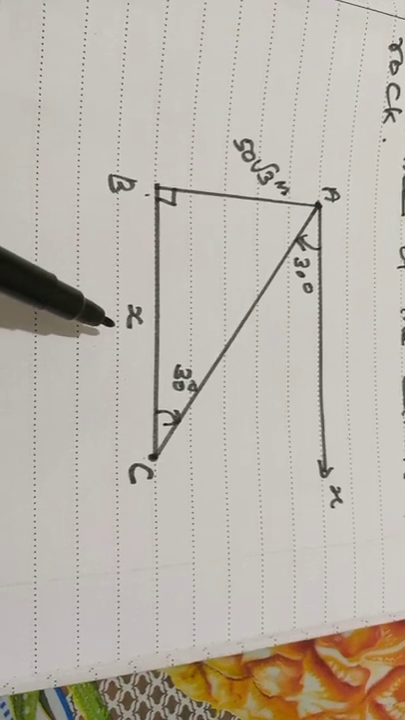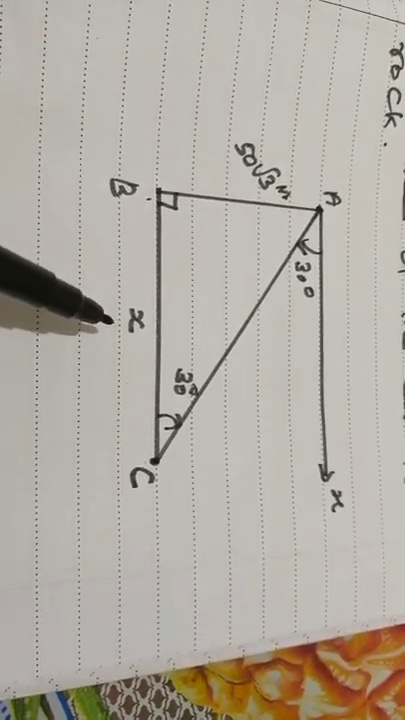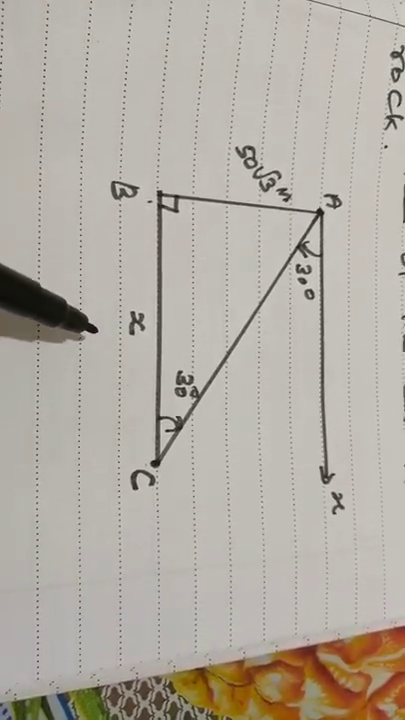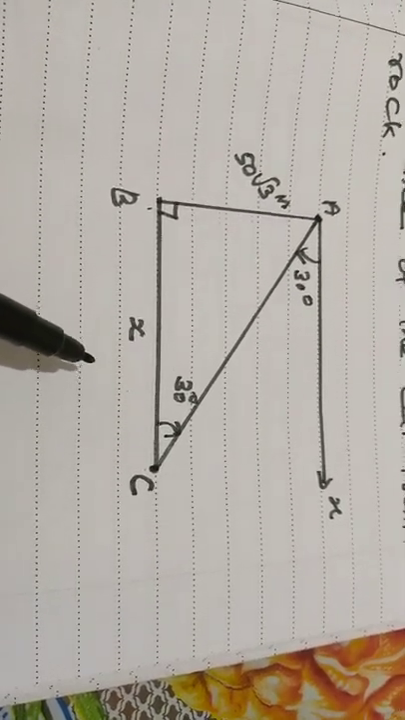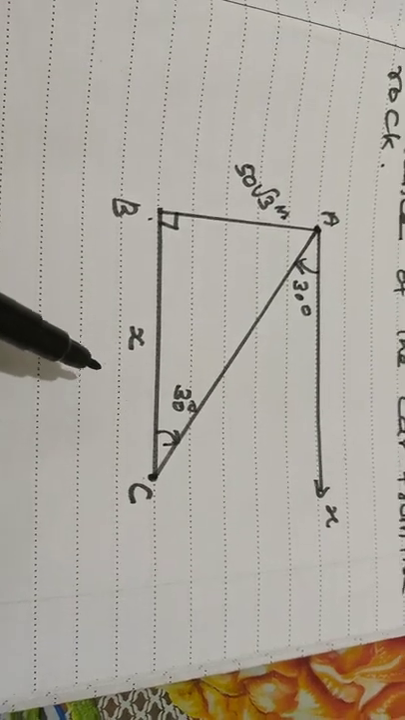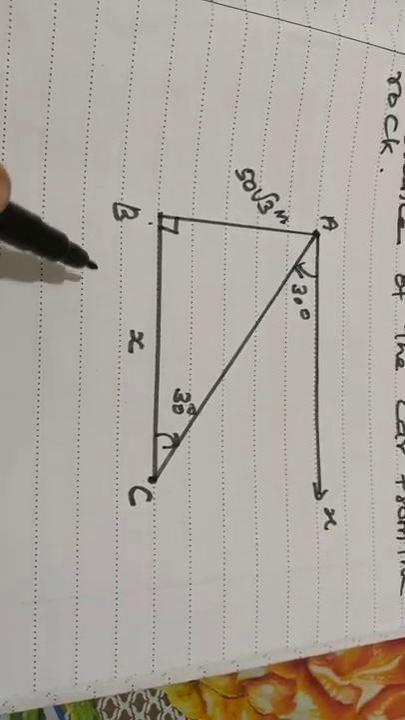1 by √3 equals 50√3 by X, you will get. Cross multiply it. X equals 50√3 into √3. √3 into √3 is 3. So by that you will get the answer, 150 meters. Okay, complete it.